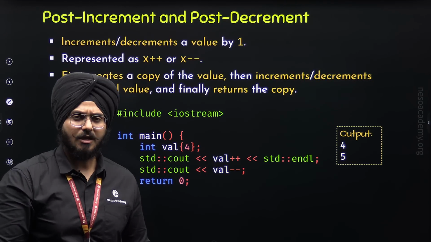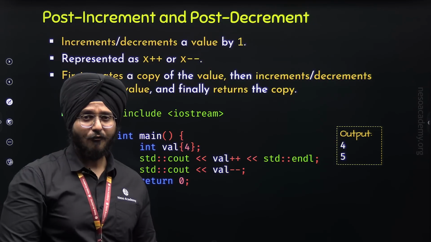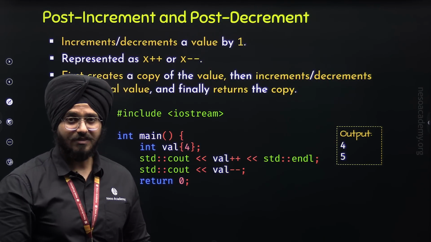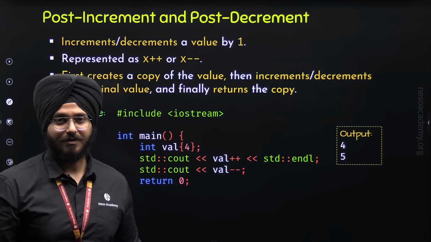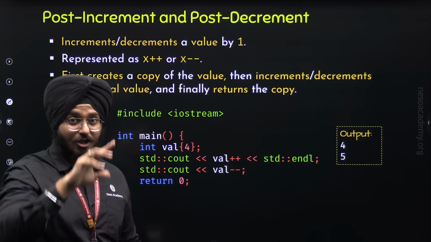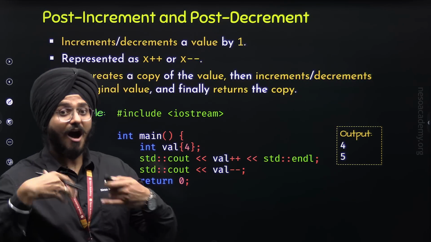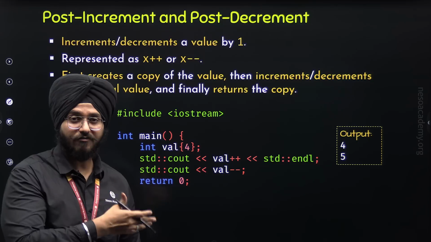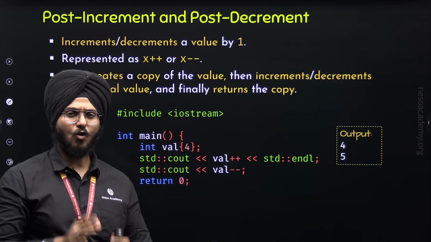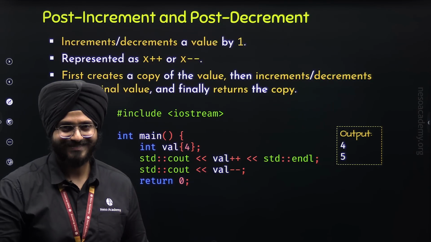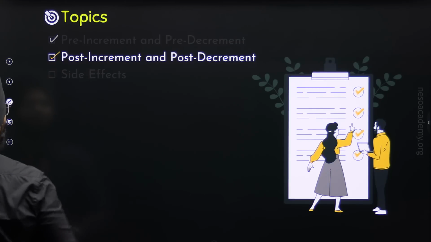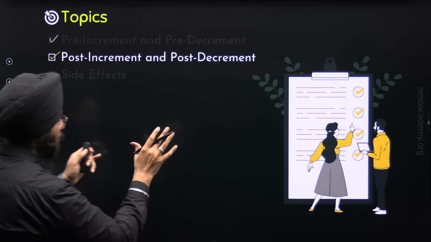In case of pre-increment and pre-decrement, first the value is incremented or decremented and then the updated value is returned. But here, the increment or decrement happens after the value is returned. We are getting the old value in this case. I hope this idea is clear to you. So with this, we have understood this second topic also, that is post-increment and post-decrement.